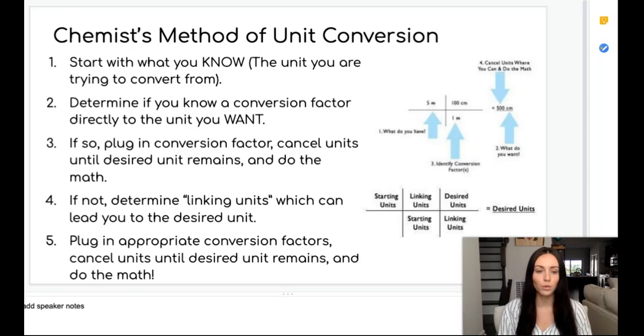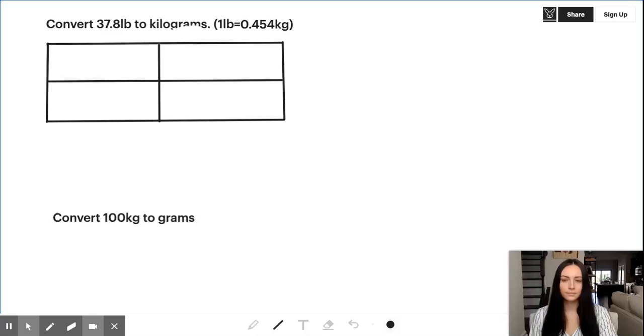With the Chemist Method, what we are trying to do is start with the unit that we have and use conversion factors in order to cancel out unwanted units until we are left with just our wanted unit. Now let's look at this example and make the conversion using the Chemist Method. It's asking us to convert 37.8 pounds into kilograms. We've been given the conversion factor of 1 pound being equal to 0.454 kilograms.